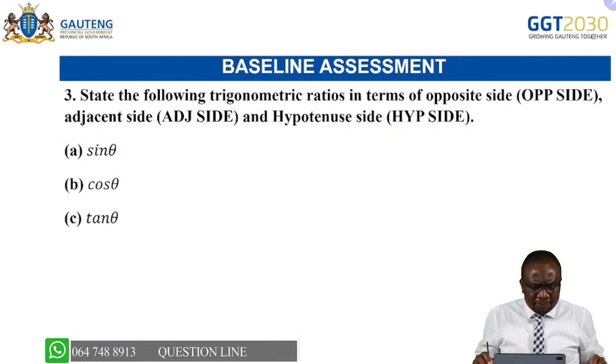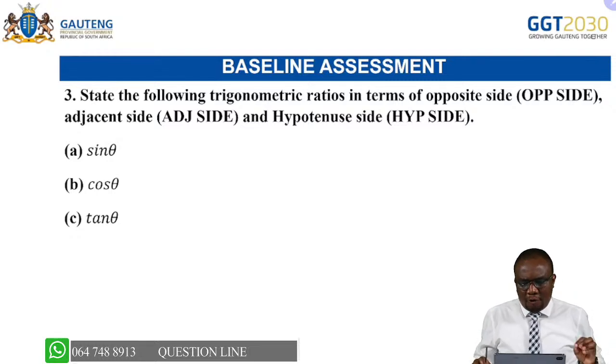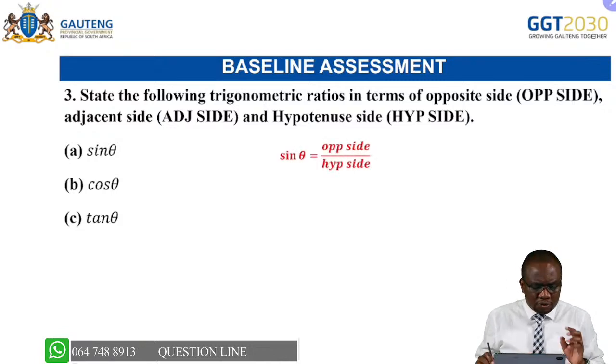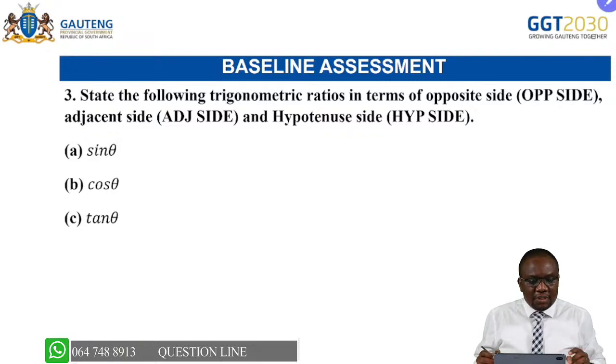Now state the following trigonometric ratios in terms of opposite side, adjacent side, and hypotenuse side. Do you remember these ones? It's a revision. I want correct answers from everyone. What is sine theta? What is cos theta? What is tan theta? Let's try that. We need 1 minute, and then we will mark our work.